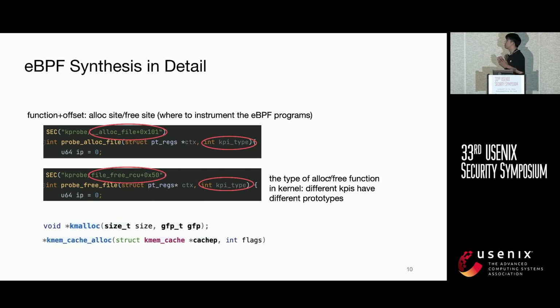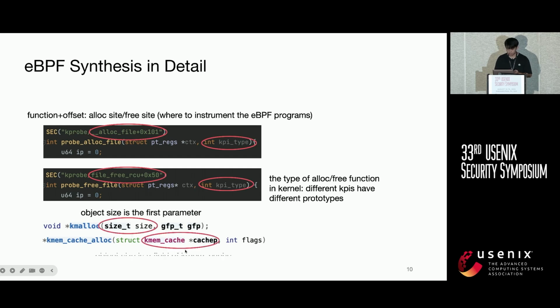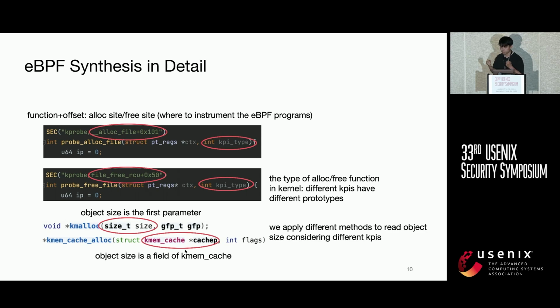Here's an example of KPI type. In the kernel, we have kmalloc and kmem-cache-alloc. In our program, we need the object size to synthesize our program. In kmalloc, object size is the first parameter. For kmem-cache-alloc, object size is a field of kmem-cache. So we have to apply different methods to read object size, considering different KPIs.